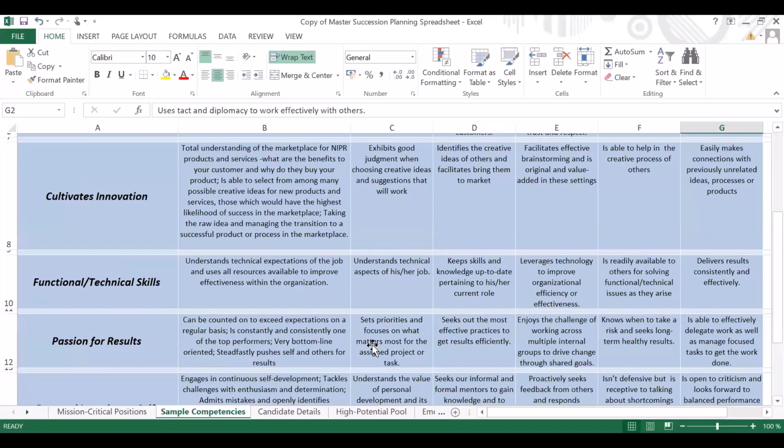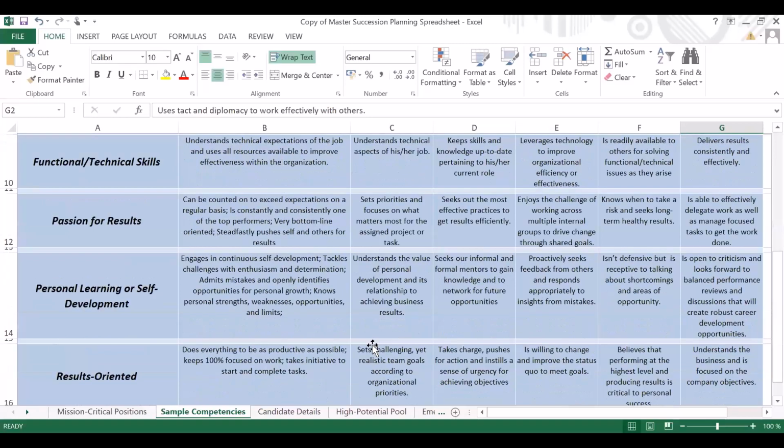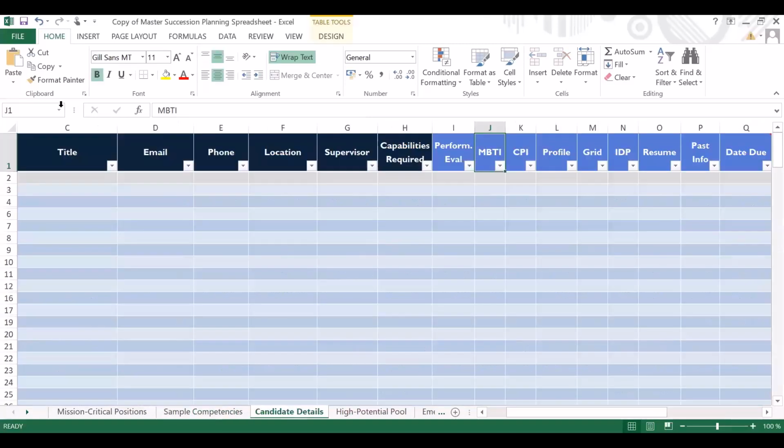The next is candidate details, where you can map the candidate to say title. You can start even with their name. Are they doing the title, CFO, email, phone, location, supervisor, capabilities required. There's a way you can do the capabilities required for that role. Performance evaluation. So you will include performance evaluation here, maybe over a period of 2 to 3 years.